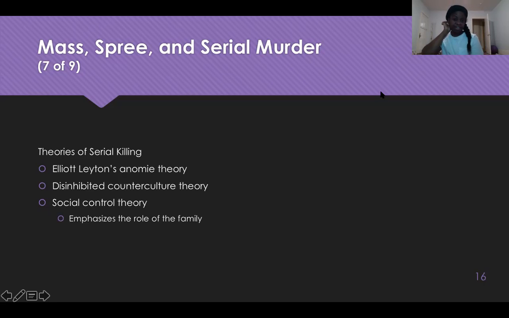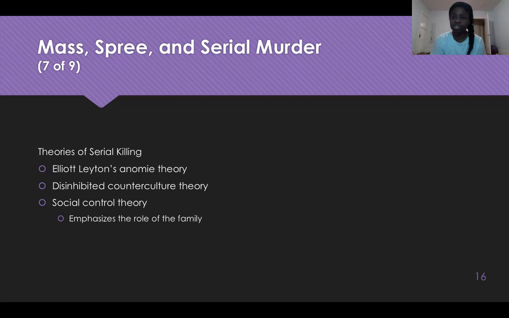Okay. Theories of serial killing. Let's go into Elliott Leyton's enemy theory. Elliott Leyton applied enemy theory, so review and go back to enemy theory, to explain serial killing across the centuries, proposing that different social classes have dominated the ranks of serial killers at different periods. Disinhibited counterculture theory arose during the period that had much to do with the increased prevalence because traditional values were questioned and rejected.